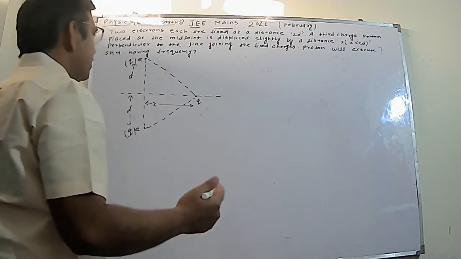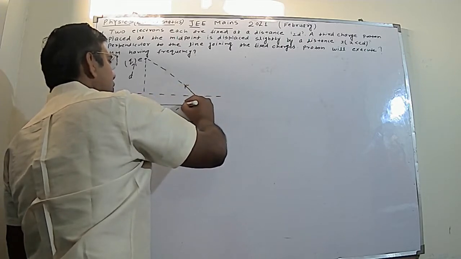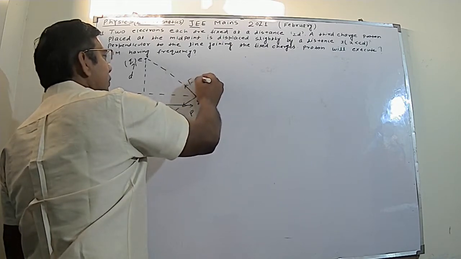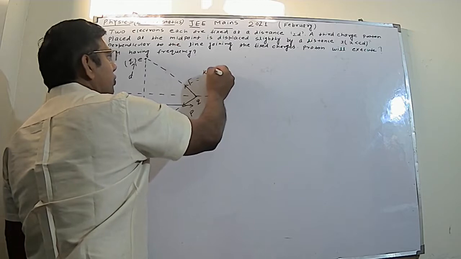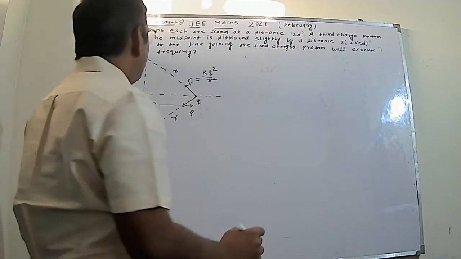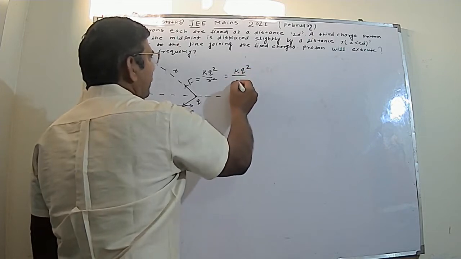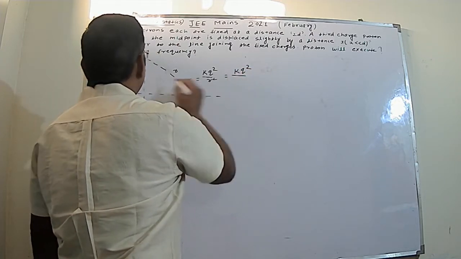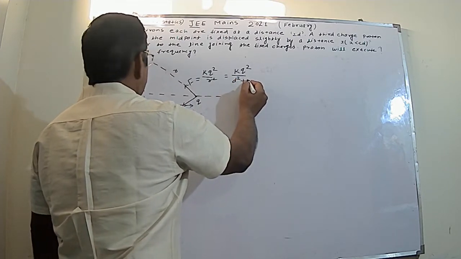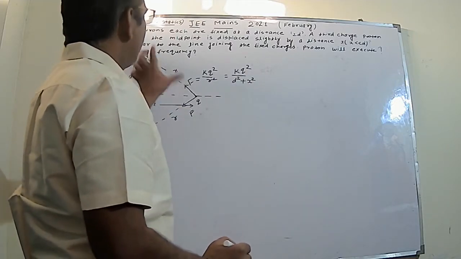So what will be the forces? Here we know that it's a Coulomb force in both directions, attracting forces, and they are equal. Force is equal to k q square by r square. So what is r? Here we can write k q square by d square plus x square. So this will be r.